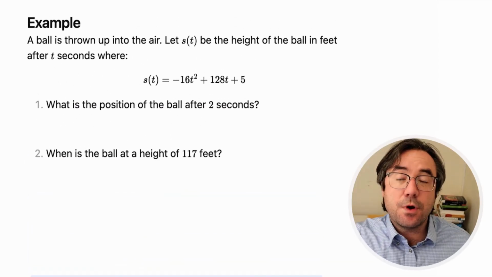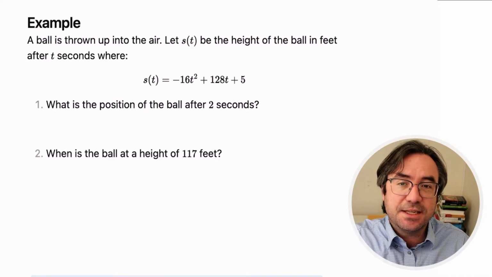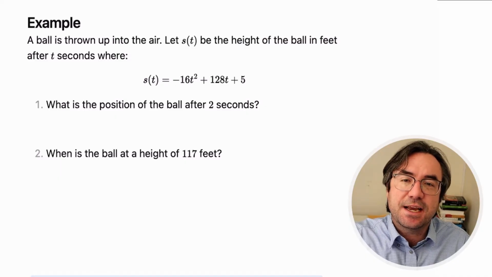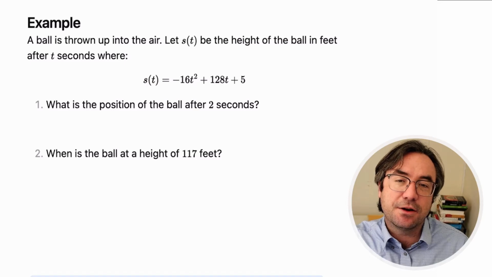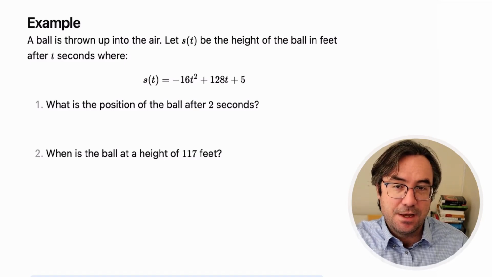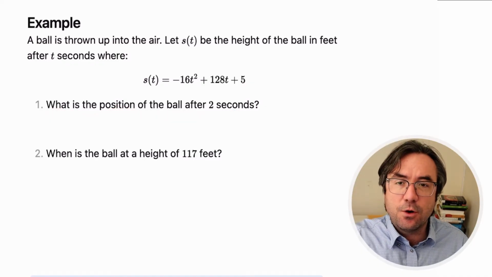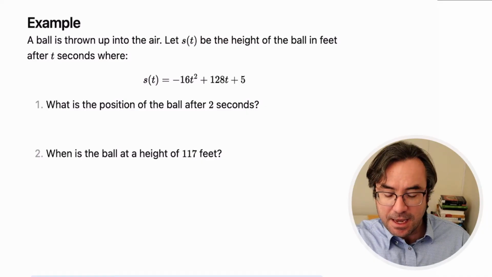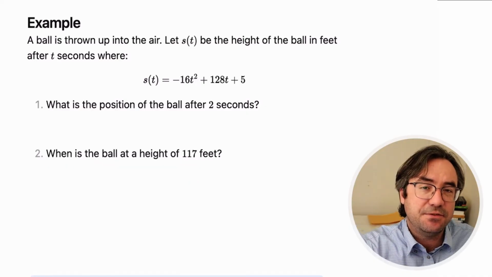So a ball is thrown up into the air, and we have this position function s of t, which denotes the height of the ball in feet after t seconds. So our position function here is negative 16t squared plus 128t plus 5. And we want to know a few things. We want to know what is the position of the ball after 2 seconds. And we also want to know when is the ball at a height of 117 feet.